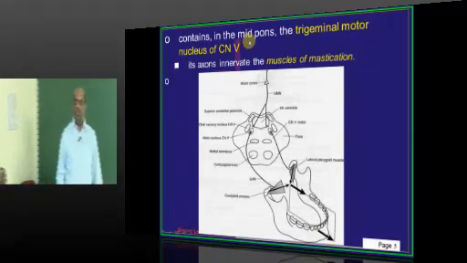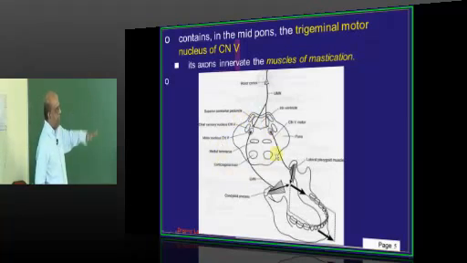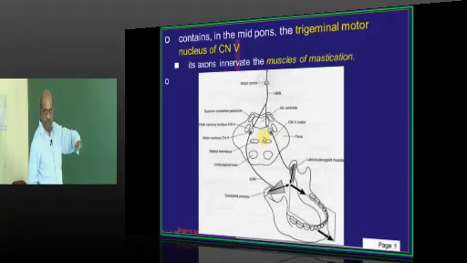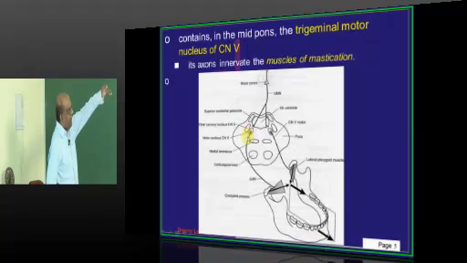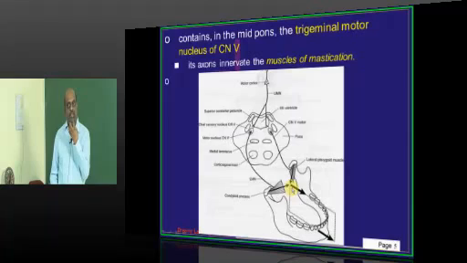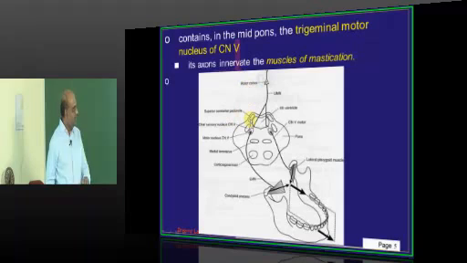Then in the mid-pons, we have a very important structure. This is the cut section, the mid-pontine level, the middle of the pons. We have the trigeminal motor nucleus. And why is it important? Because its axons will ultimately go and innervate the muscles of mastication. If you want to bite the subject, who should cooperate? Your trigeminal motor nucleus, which is located at the mid-pontine level.